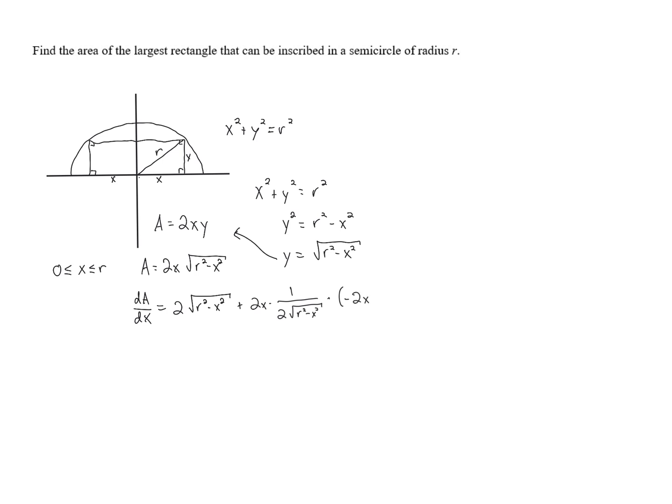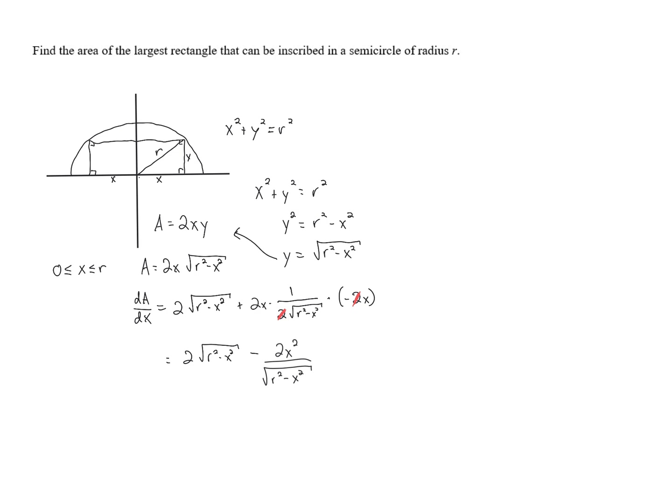Now, if we look at this, we can see that we can cancel out a pair of those 2's. So that makes life a little bit easier. And so we've got 2 times that square root. And then the next term is going to be negative because of this negative here. It's going to be minus 2x squared over the square root of r squared minus x squared.